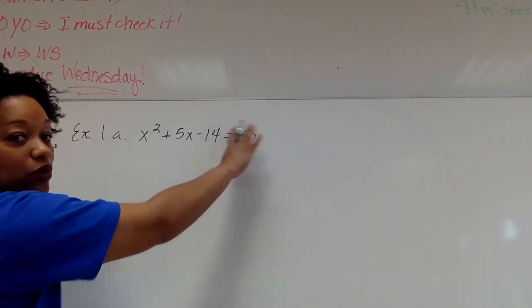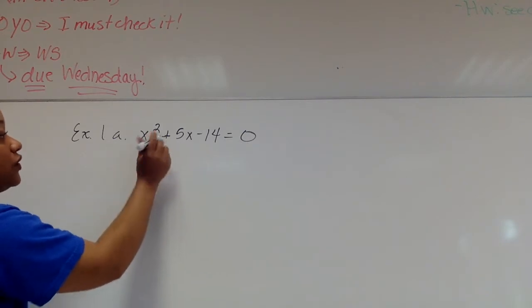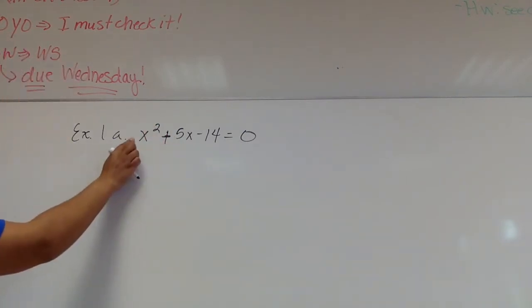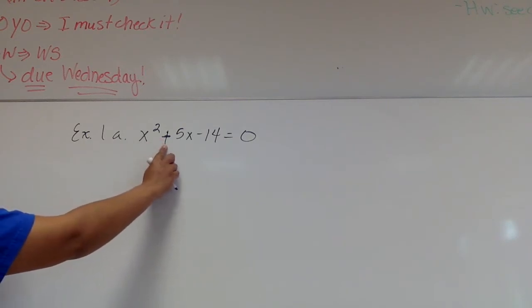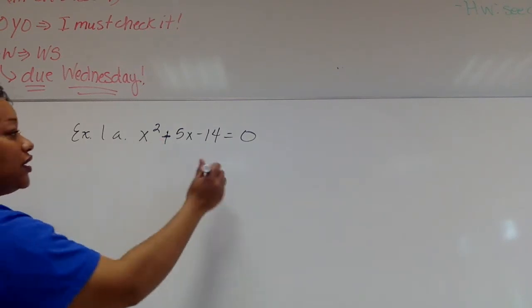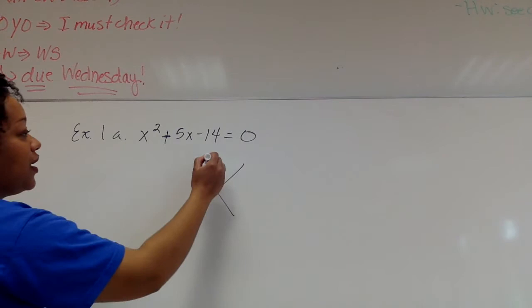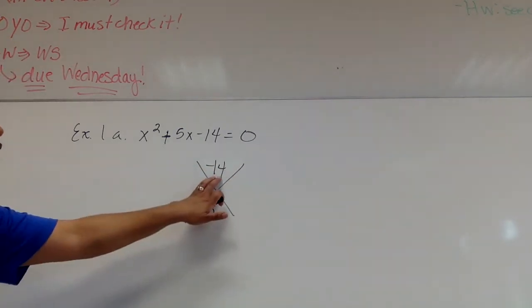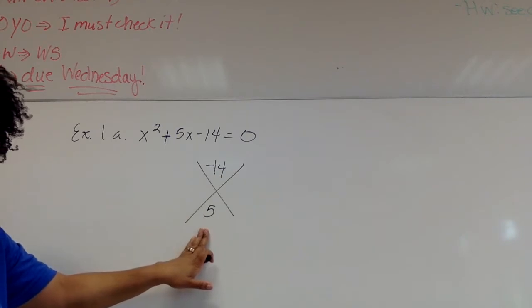Don't worry about this equal to 0. Just pretend like this is all you see, like you have been for the past couple of days. So my A is 1, my B is positive 5, my C is negative 14. Set up your x, negative 14, positive 5. I need factors of 14 that will give me a positive 5.